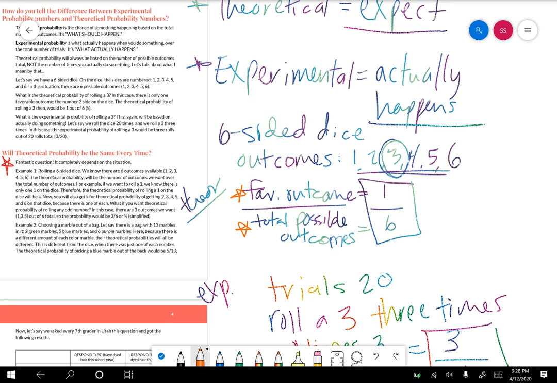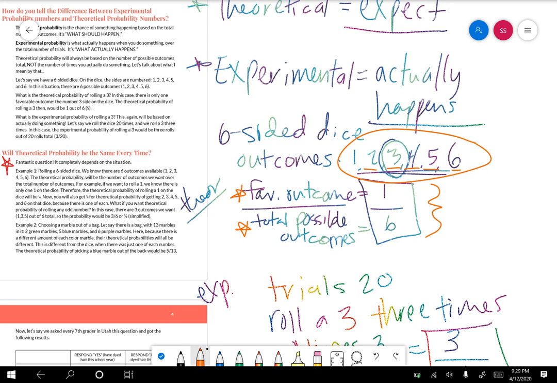Okay, so for example, if we want to roll a 1, we know there's only one 1 on the dice. So the theoretical probability of rolling a 1 on the dice will be 1 out of 6 because there's 6 possible outcomes. Okay, same as this right here. Now, we'll also get 1/6 for theoretical probability of getting a 2, 3, 4, 5, or 6 because there's also only one of each of those, right? So in this case, the theoretical probability of each outcome is the same, 1/6, 1/6, 1/6, etc.